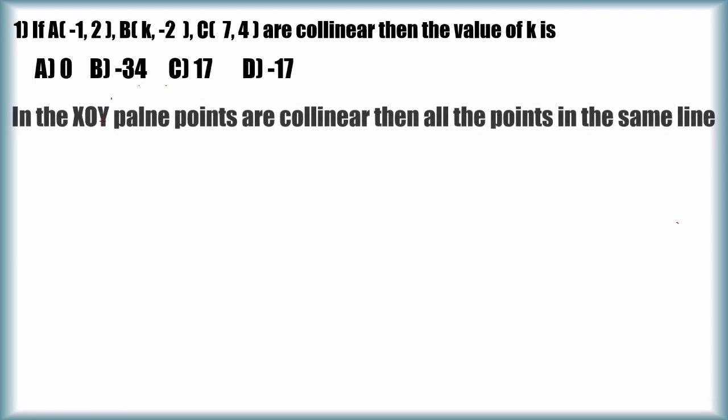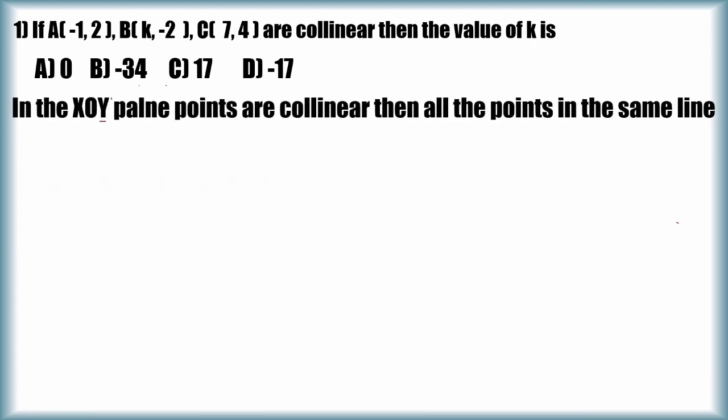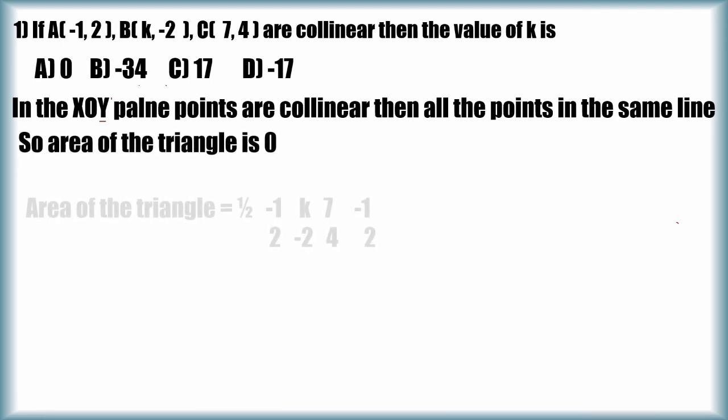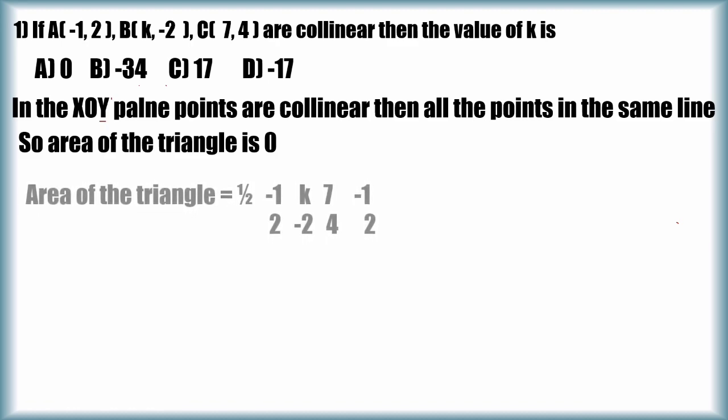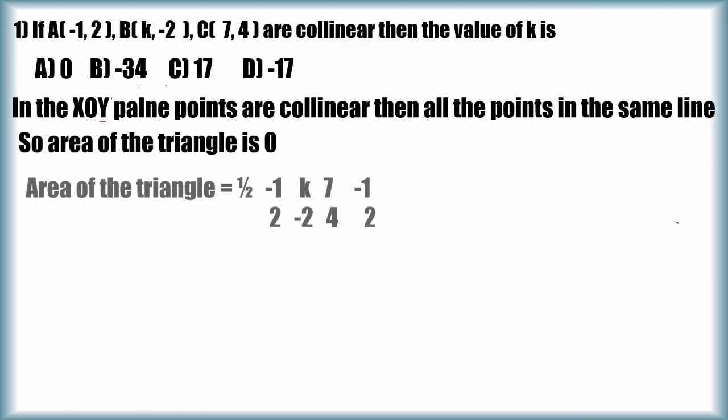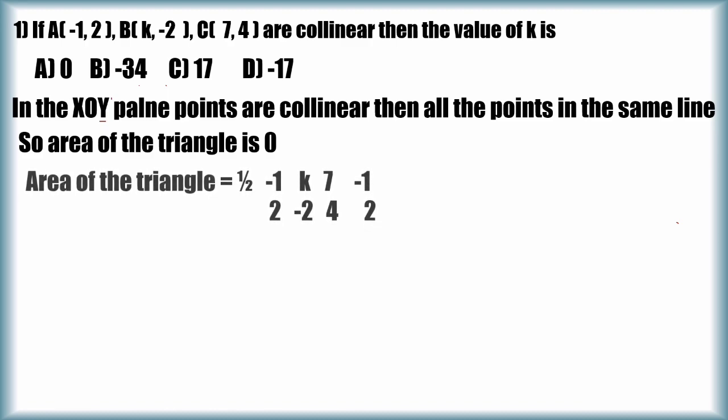What is the meaning of collinear? Collinear means all the points are on the same line. So the area of the triangle is 0. Here, what is the area of the triangle? The formula is half into B into H, where B is in terms of x coordinates and H is in terms of y coordinates.